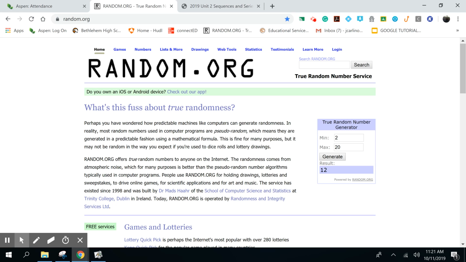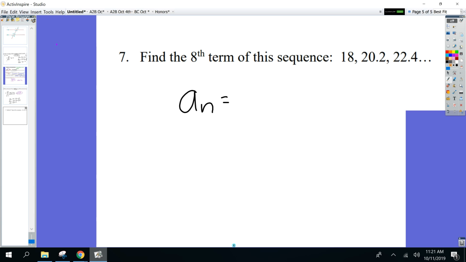12. What formula am I going to need? What formula am I going to need to use here? Which is what? Go ahead. A sub n equals. I got you started. A1. Yep. Plus n minus 1 times d. Got it. Nice job.